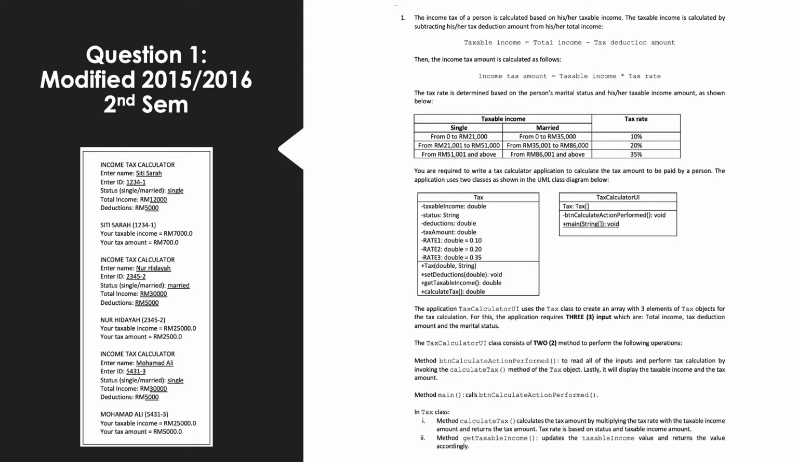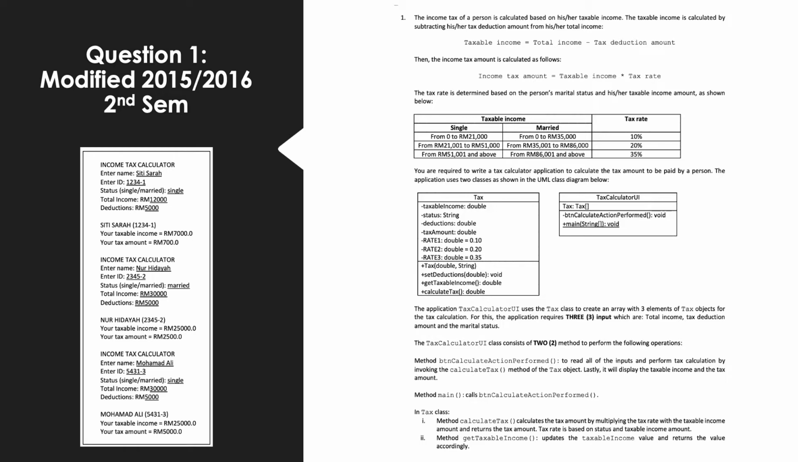Question 1 is taken from the 2015-2016 second semester exam paper. In the question, it says the income tax of a person is calculated based on his or her taxable income. The taxable income is calculated by subtracting his or her tax deduction amount from his or her total income. So we have taxable income equal to total income minus tax deduction amount.